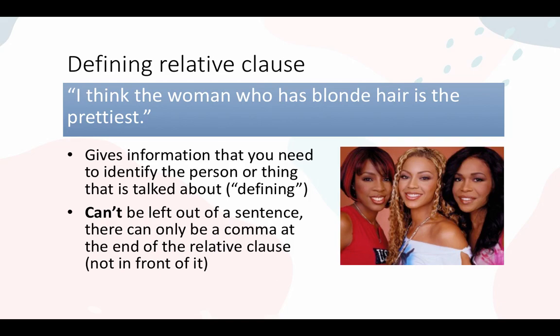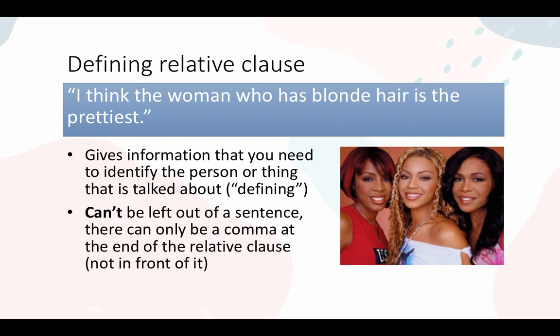Now, if I want to describe to someone who is exactly my favorite in Destiny's Child, I can, for example, say, "I think the woman who has blonde hair is the prettiest." "Who has blonde hair" is then a relative clause about the antecedent, the woman. In the relative clause, I give information that you really need to identify the woman that I'm talking about.